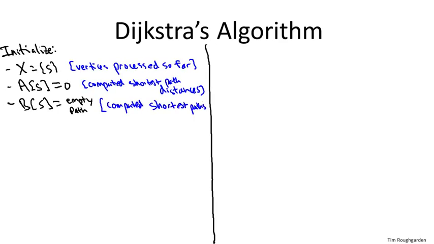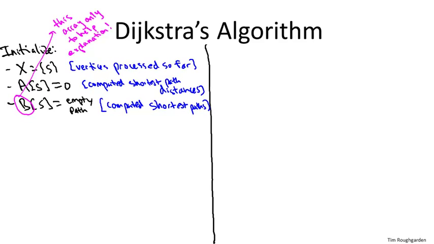Capital A will store just a number for each destination, the shortest path distance. The array B in each position will store an actual path, the shortest path from S to V. But again, you would not include this in an actual implementation. I just find, in my experience, it's easier for students to understand this algorithm if we think of the paths being carried along as well.